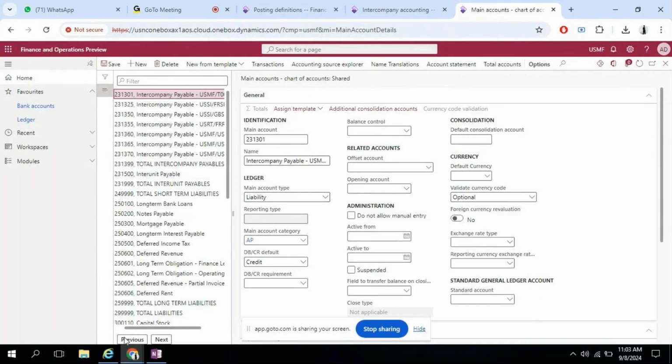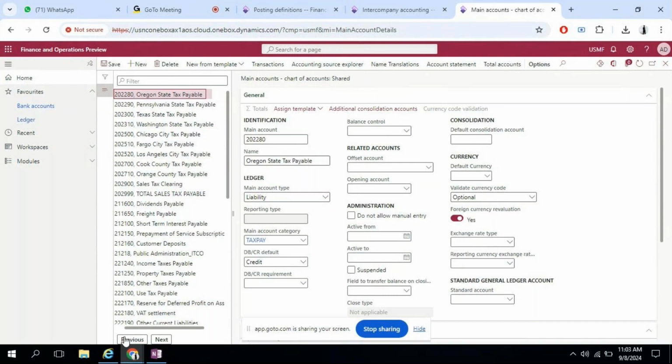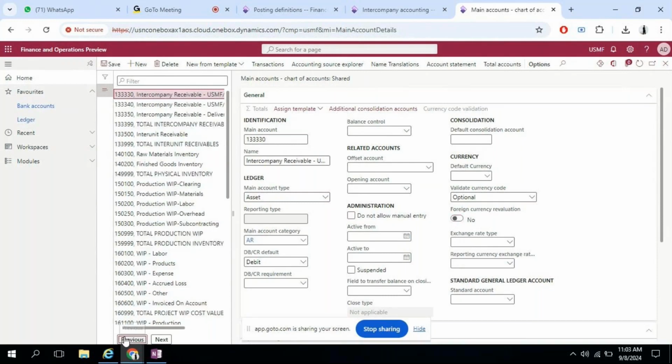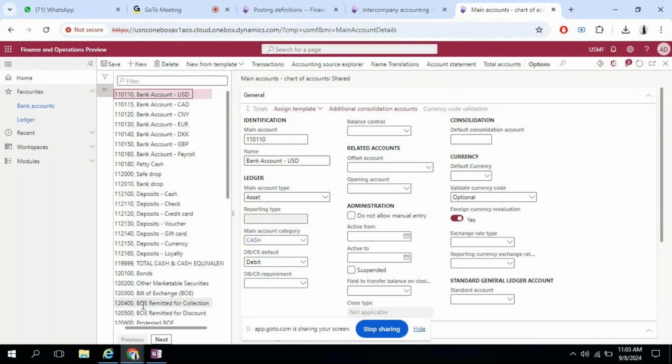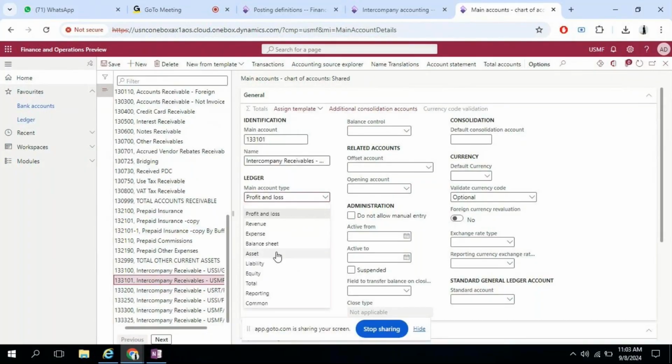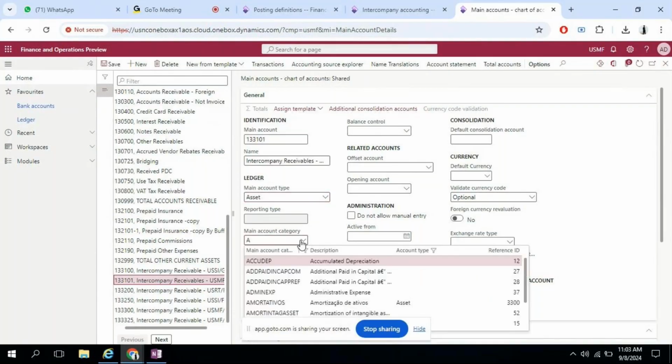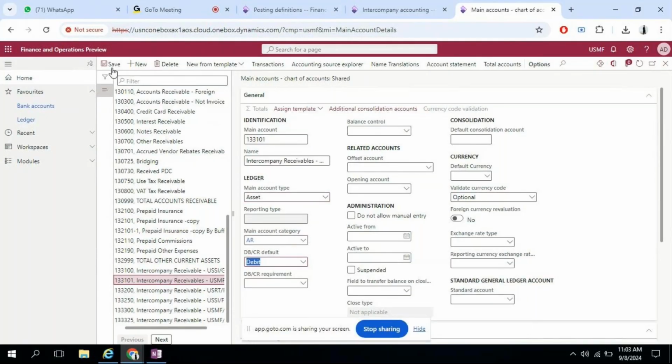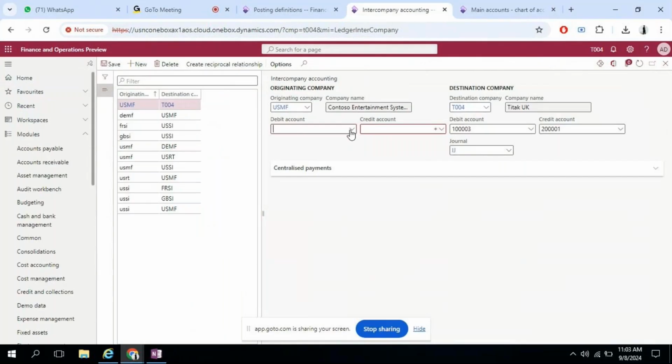Go back to the previous. Yes, 301. Yes, 3101. So it is USMF2 receivable T004. It will come under the asset side, and we will take it as AR, accounts receivable. Okay, save it. Now we will define these two main accounts over here.